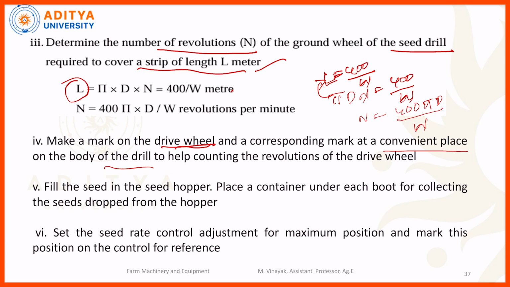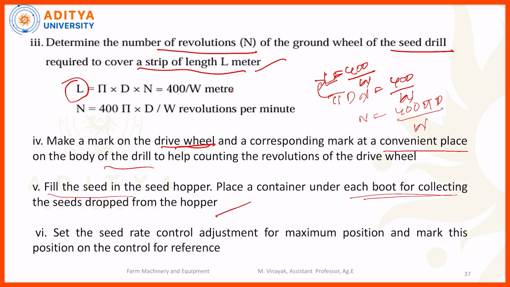So before filling the seed into the hopper, simply mark the seed drill as well as a convenient place on the ground wheel, so as to rotate the ground wheel freely. After marking, we need to fill the seed into the seed hopper. For collection of seed, tag each and every boot with polythene bags. After that we need to rotate the ground wheel for one revolution. Similarly we can take readings up to 10 revolutions, 20 revolutions, 30 revolutions.